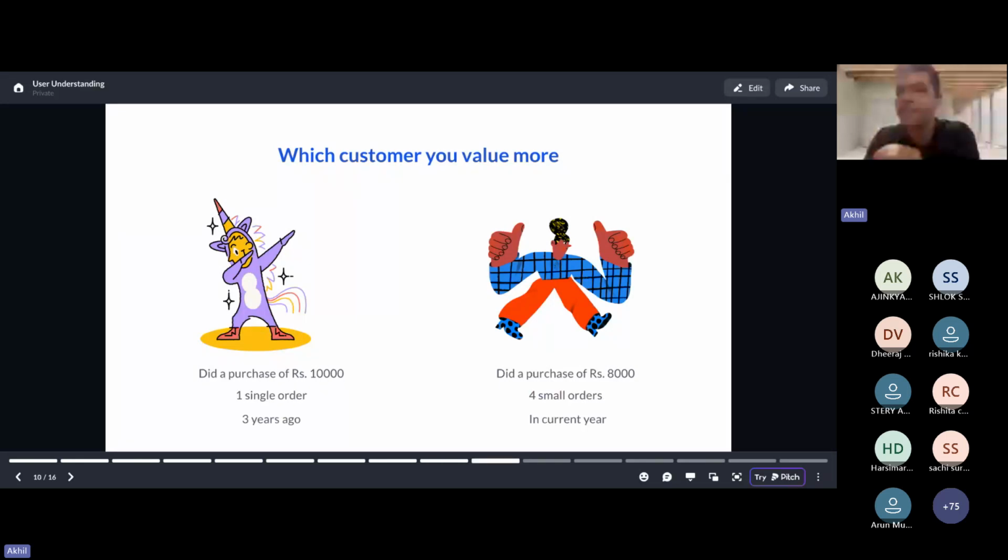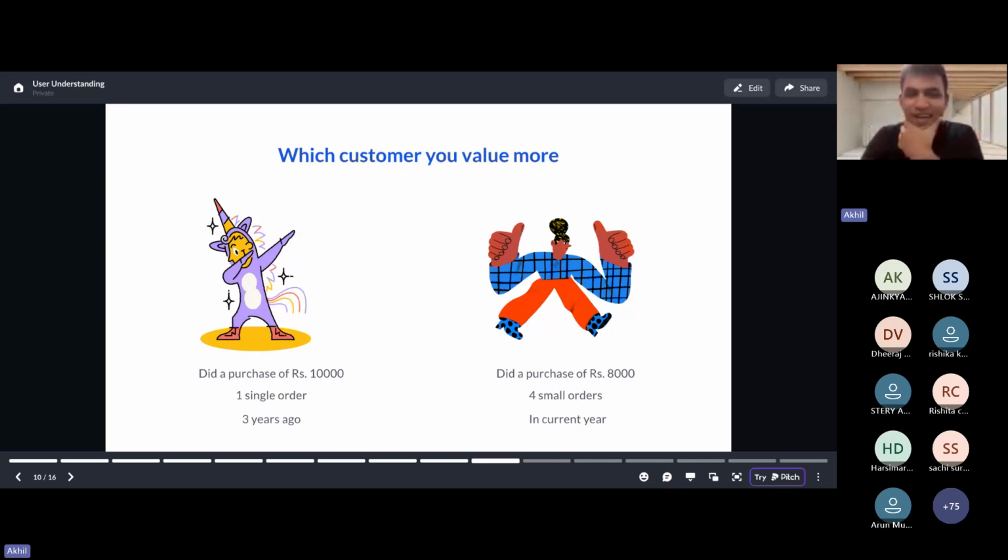Now you have some additional information. The user who has done a purchase of 10,000 has done one single order, and that too in 3 years. And then you have another user who has done a purchase of 8,000 rupees, but this user has made these purchases in the last year, and in multiple orders, right? Which also suggests that this user has been coming on the platform quite frequently. Now you have this much information. With this information, which customer would you value more?